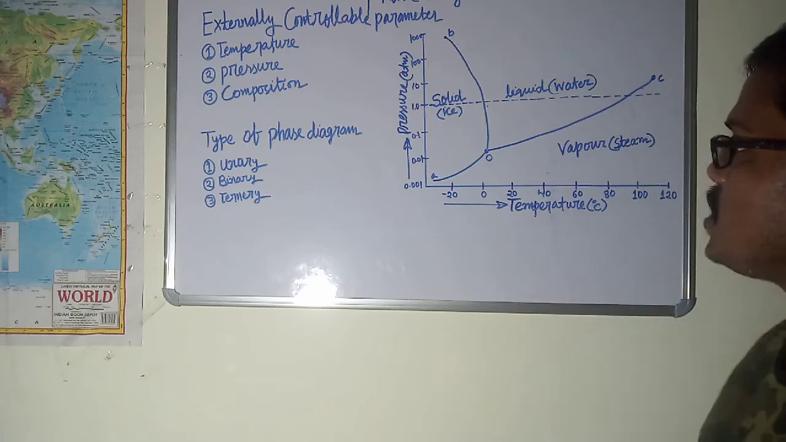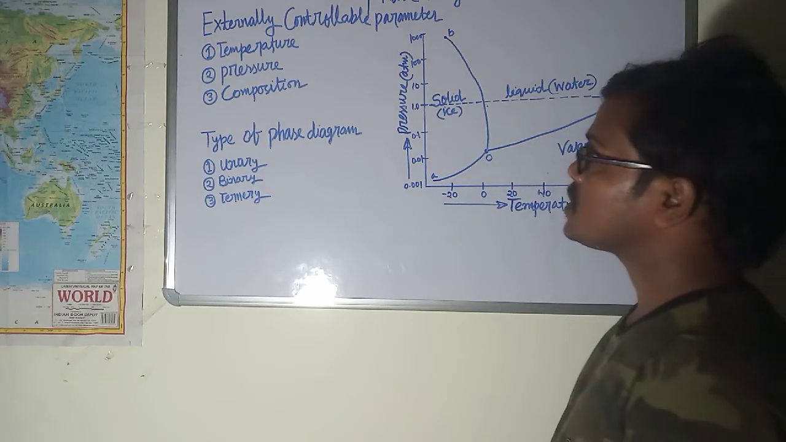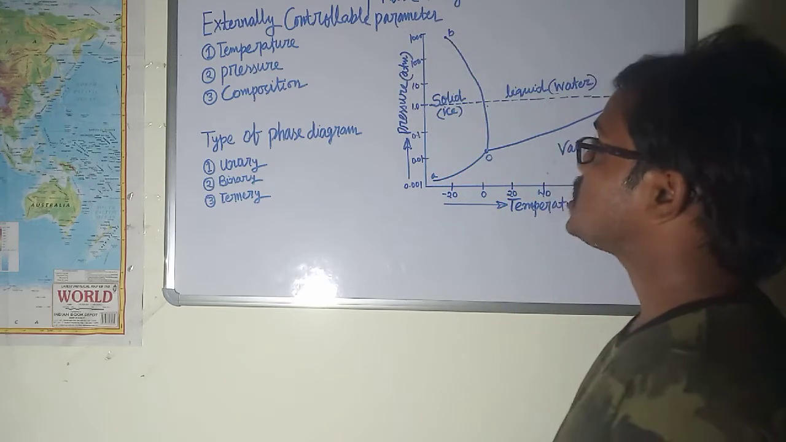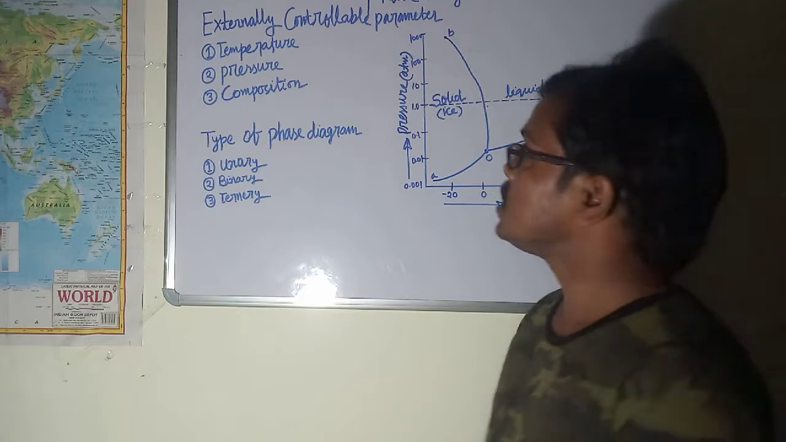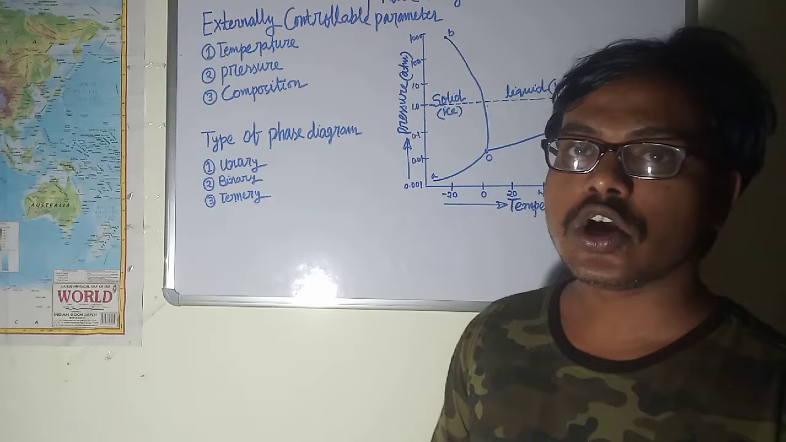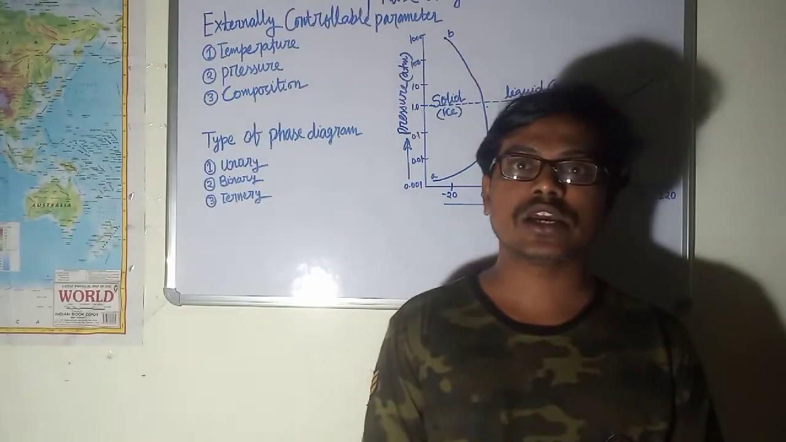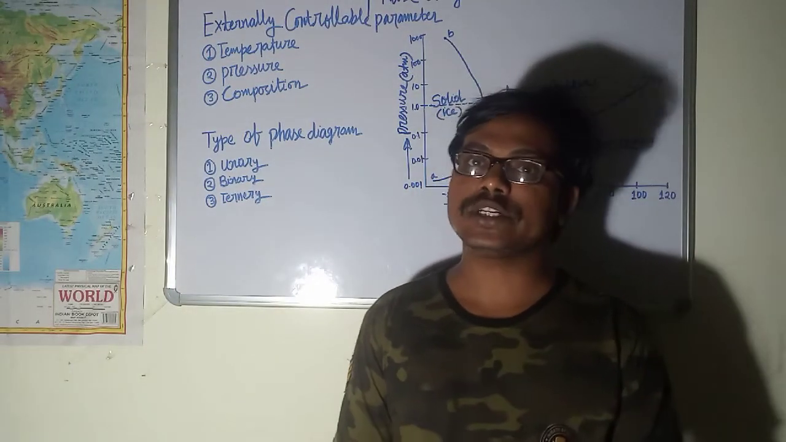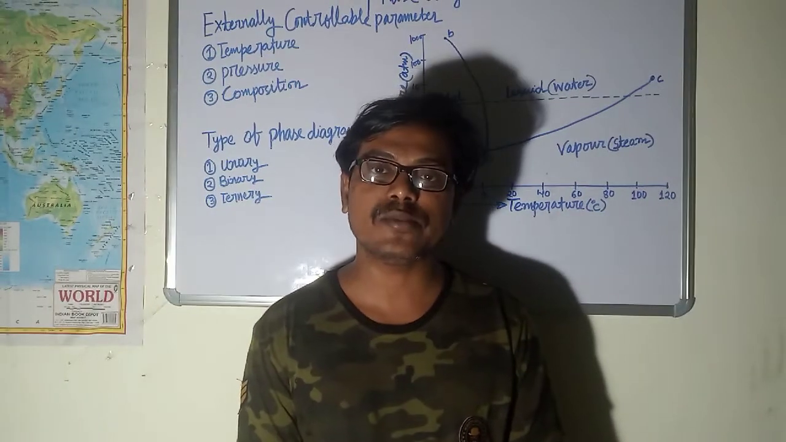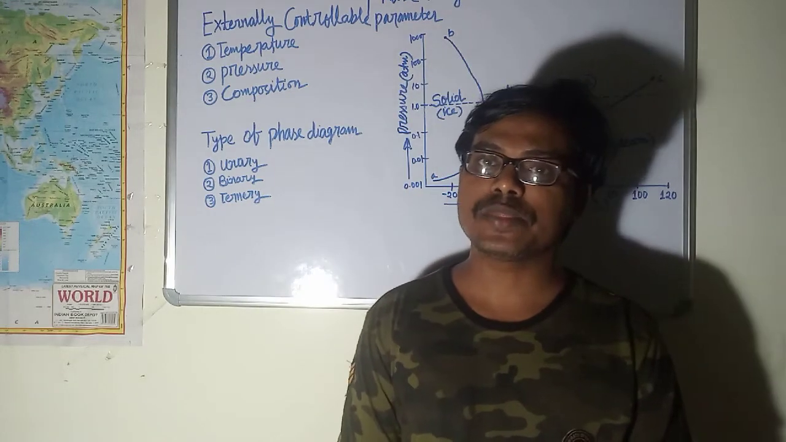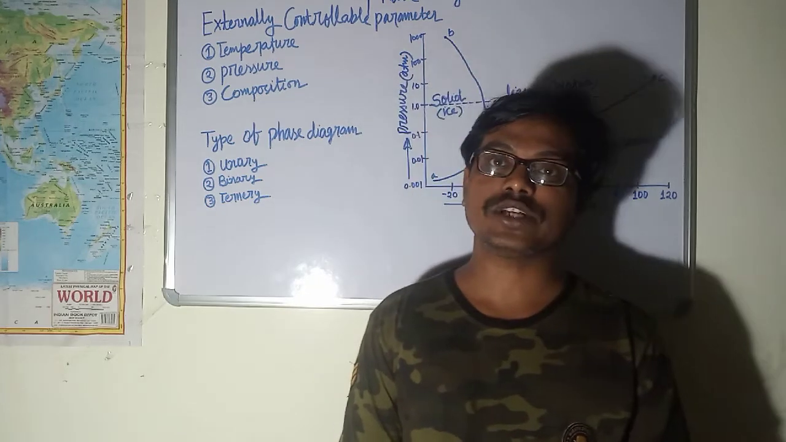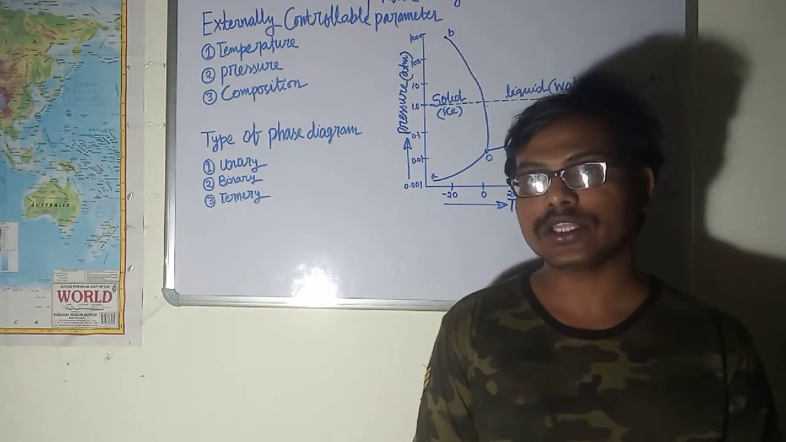But before delving into the unary phase diagram, we will try to understand what the externally controllable parameters are, means the parameters which can be controlled externally. These are three parameters: temperature, pressure and composition. Out of these three parameters we will keep one parameter constant and the other two parameters will be varied, and by varying the two parameters the phase diagram will be plotted. In that phase diagram we will try to understand the transformation of the phases and how microstructures are developed. So all these things will be discussed.